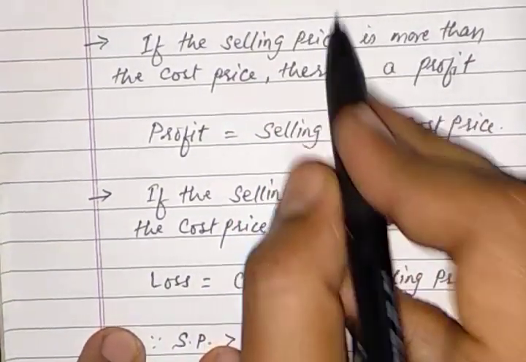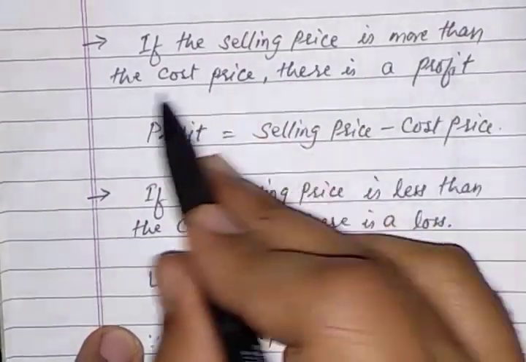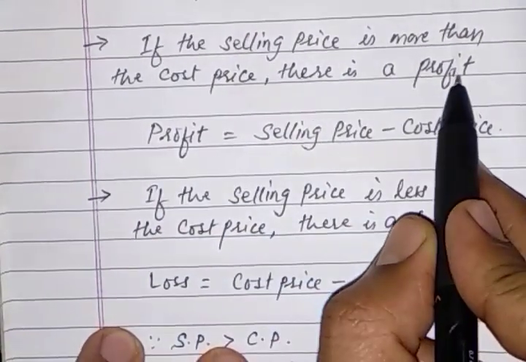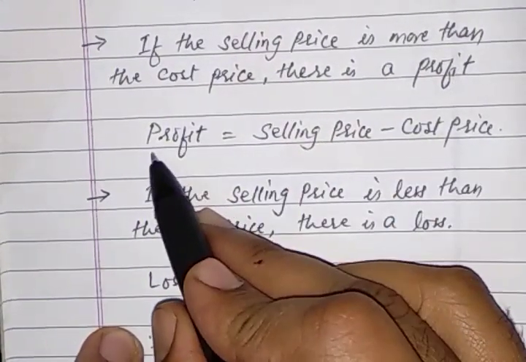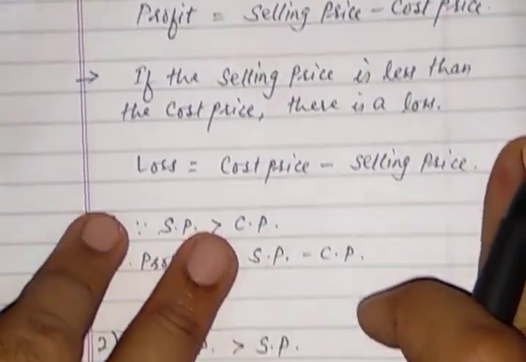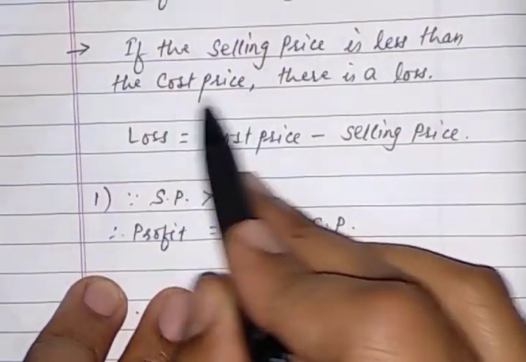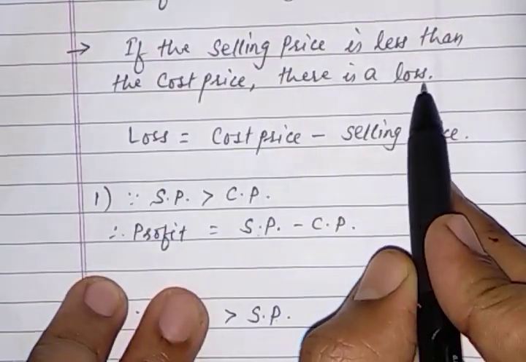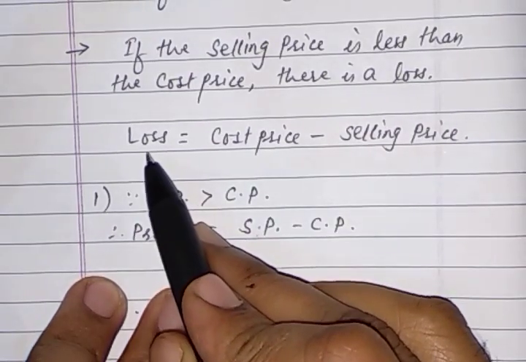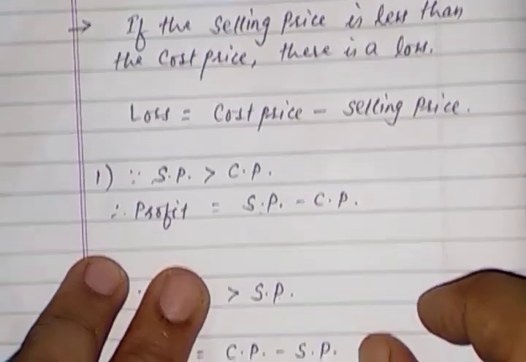Let's understand the meaning of profit and loss first. If the selling price is more than the cost price, there is a profit. Formula is profit equals selling price minus cost price. If the selling price is less than the cost price, there is a loss. Formula is loss equals cost price minus selling price.